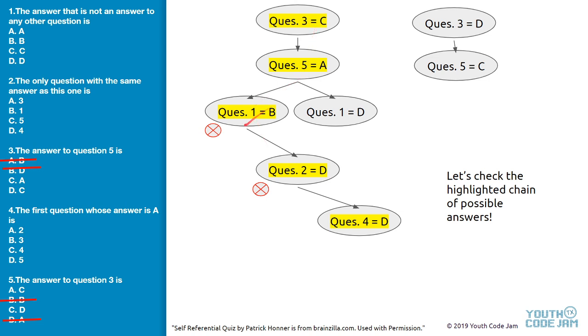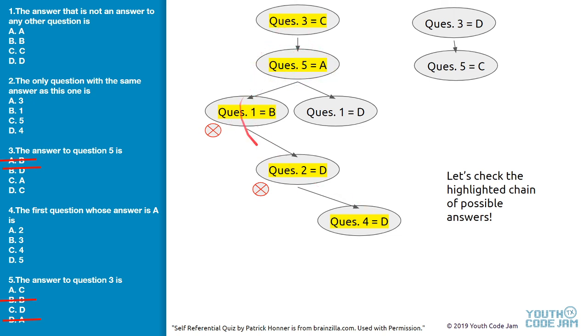None of these are B except for this question 1. Let's keep going. If question 2 is equal to D, then the only question with the same answer as this one is number 4. So number 4 should also be D. And yep, that checks out with the part of the tree that we're looking at. Okay, on to question 4. The first question whose answer is A is, the answer is D. So number 5. Is question 5 the first question whose answer is A? Yes, it is. It's right here.